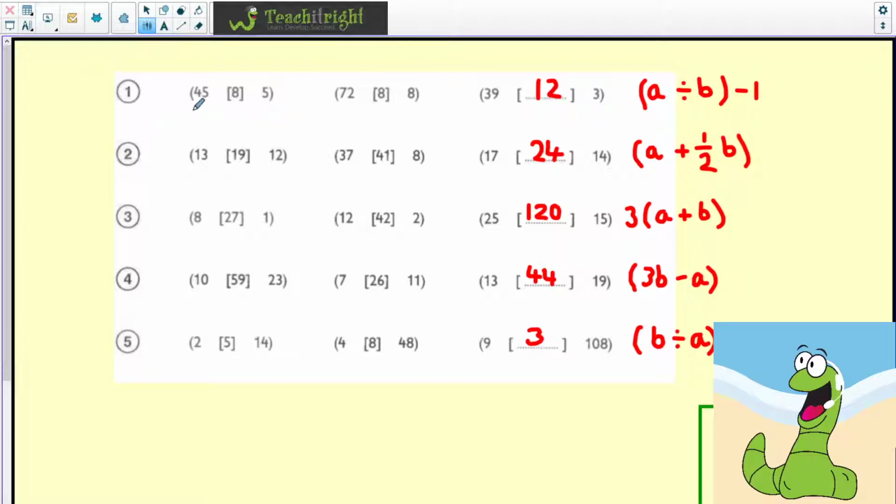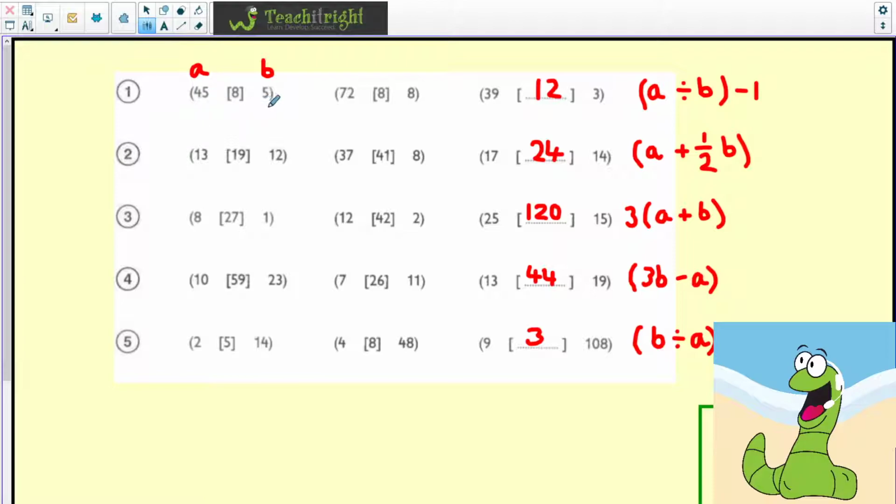So if we look at this first one, what do we have to do? Well, it's A divided by B. So remember, this is A, this is B. Okay, so we're going to need to divide those 2 numbers, and then we need to subtract 1. So sometimes there will be 2 steps that you need to do.